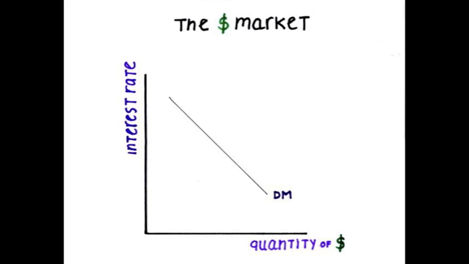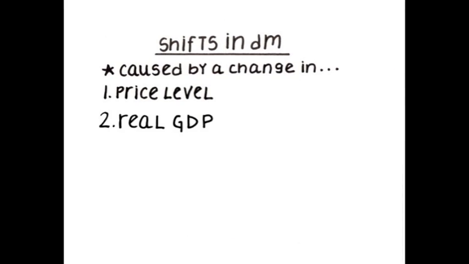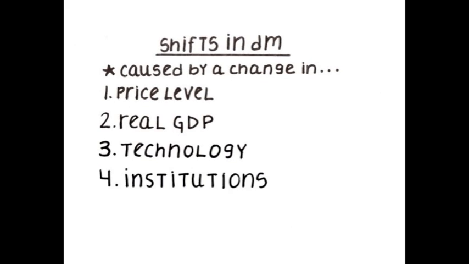The demand for money is a downward sloping line. It slopes downward because the higher the interest rate is, the higher the opportunity cost of holding money or savings is. As investment increases, aggregate demand increases, resulting in an increase in the demand for money. This line can shift up or down due to changes in the price level, real GDP, technology, or institutions.